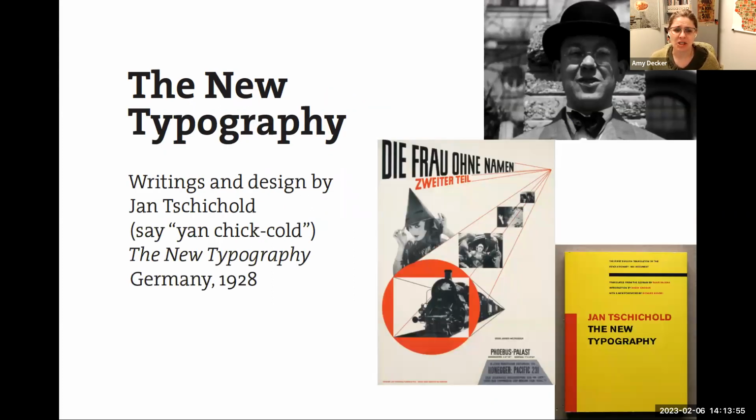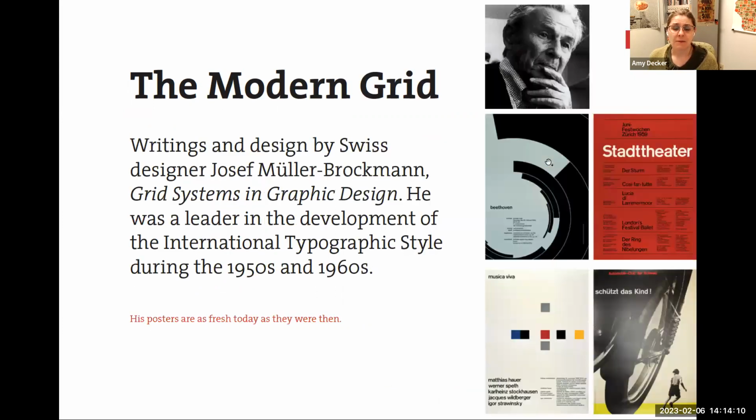Writings and design by Jan Tschichold, The New Typography in 1928, started experimenting with what a grid could be. And here's an example of a grid going out into perspective. The modern grid: writings and design by Swiss designer Josef Müller-Brockmann, Grid Systems in Graphic Design. He was a leader in the development of the international typographic style during the 50s and 60s. His posters are as fresh today as they were then.